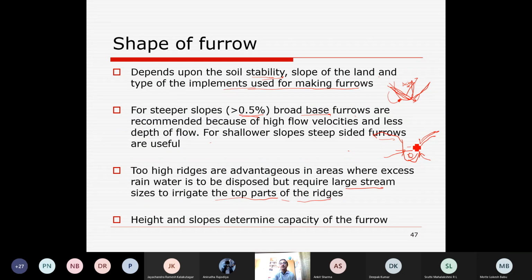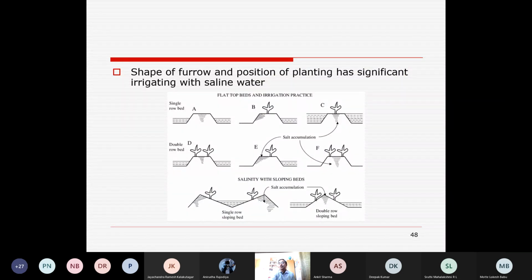So if it is a bigger size, we need to have a bigger stream to apply water so that the root zone is replenished with water. We need to take care about such conditions. Height and slope determine the capacity of the furrow, just like we have learned in open channel design. Now this is the simple idea of how these furrows are working.